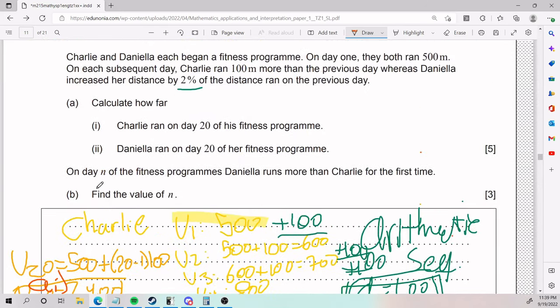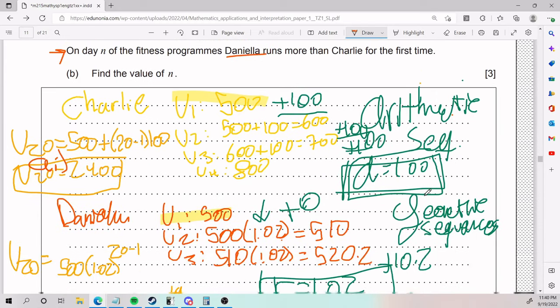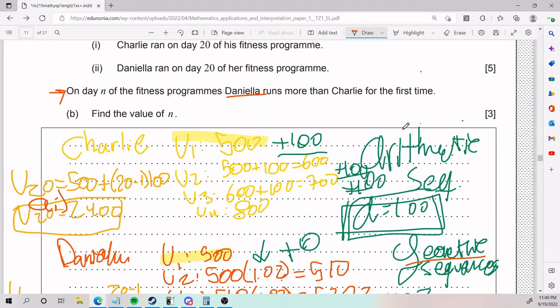Then they tell us, on day n of the fitness program, Daniela runs more than Charlie for the first time, right? Why does this happen? Because Daniela increases exponentially. So it's a geometric sequence. She's going to catch up to Charlie eventually. Charlie might get a massive head start, but it won't be forever. Daniela will beat him eventually, no matter what.